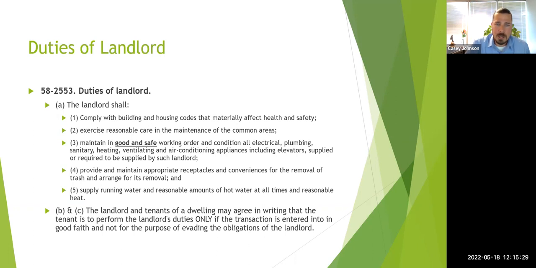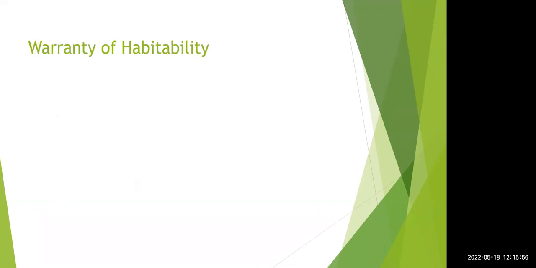In some cases, the landlord and tenant can enter into a good faith agreement for the tenant to make these repairs, but it usually has to be a separate transaction, it depends on how many units there are, entered into in good faith, not for the landlord to avoid their duties. So basically, if you're a plumber and you want to enter into a contract with your landlord to do plumbing work, make it a separate contract, and then that might be fine as long as it's not them trying to get out of their job.